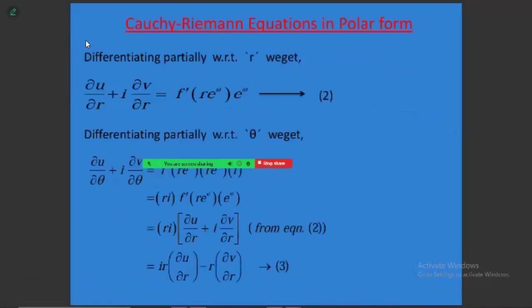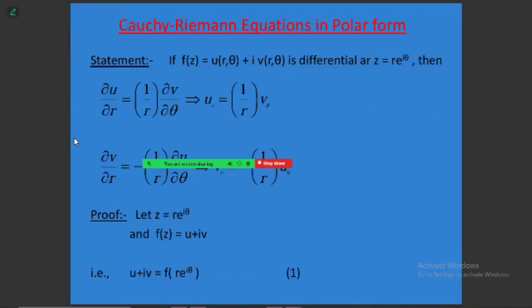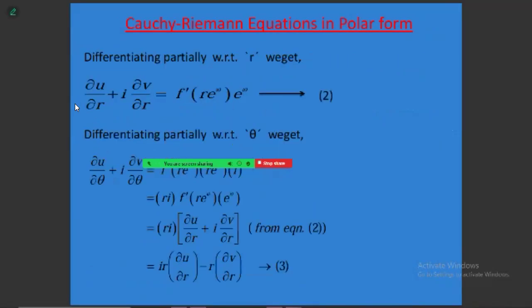Now, partial differentiation. We are going to partially differentiate the previous equation with respect to r. That is, u plus iv is equal to f of r e power i theta. So, dou u divided by dou r plus i into dou v divided by dou r is equal to f dash of r into e power i theta into e power i theta.